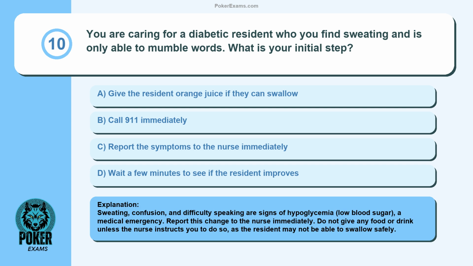Sweating, confusion, and difficulty speaking are signs of hypoglycemia, low blood sugar, a medical emergency. Report this change to the nurse immediately. Do not give any food or drink unless the nurse instructs you to do so, as the resident may not be able to swallow safely.